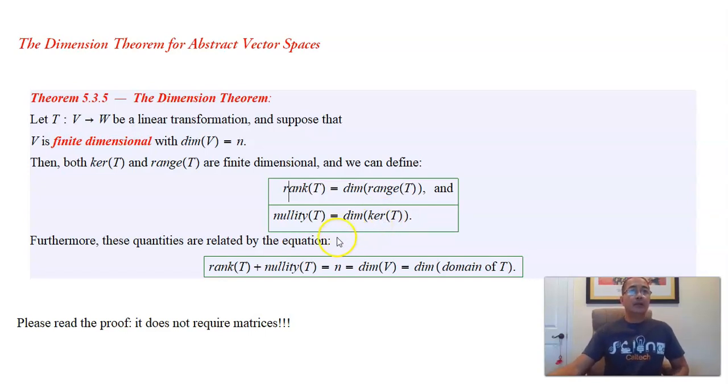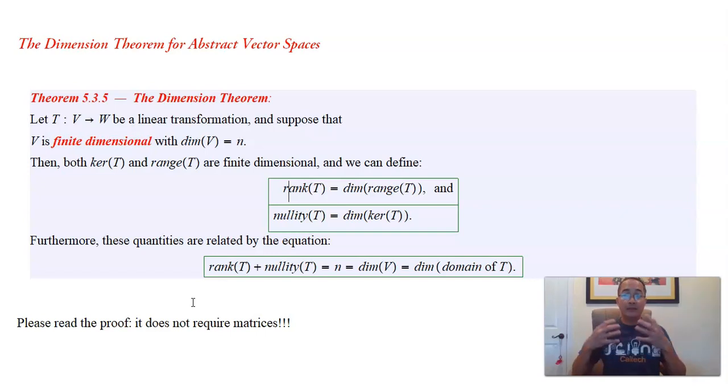As before, the rank is the dimension of the range, the nullity is the dimension of the kernel. Both of these are integers. They could be 0, but they are integers. These two quantities are related by the rank plus the nullity is n, or the dimension of the domain. We used, of course, the matrix spaces to prove the dimension theorem, but there's a beautiful proof in this section for this theorem that doesn't use matrices at all.